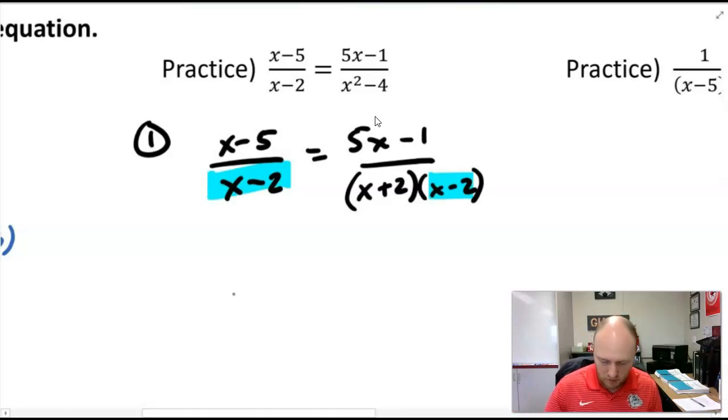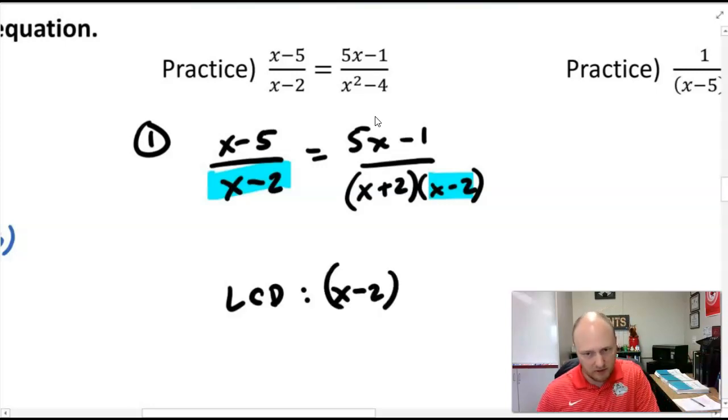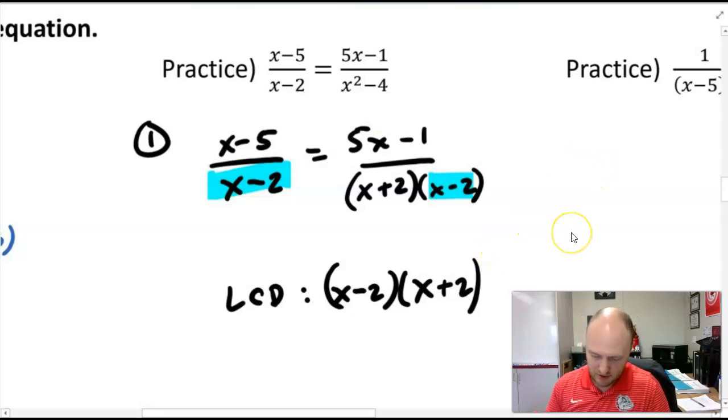Okay, so when we write our lowest common denominator, I'm only going to take one of those. I only need one in order to find the common denominator. I only need one x minus 2, and the other remaining factor, x plus 2. There's your LCD.